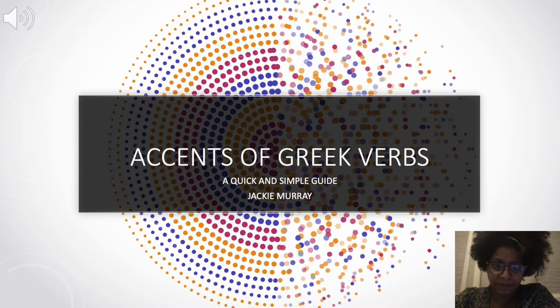Accents on the verb. Accents on the verbs are fairly straightforward. But before we can get started, there are a few basics we need to cover. First of all, we need to learn which vowels are long and which vowels are short.